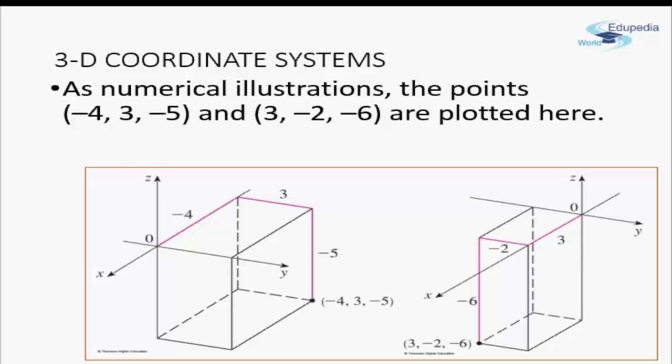This is just a numerical illustration, basically shown in a 3D manner. If you have to represent -4 comma 3 comma -5, so -4 is of course going to be the negative value of x.